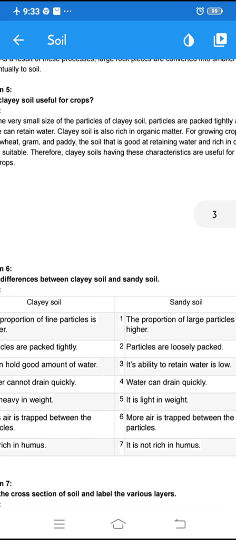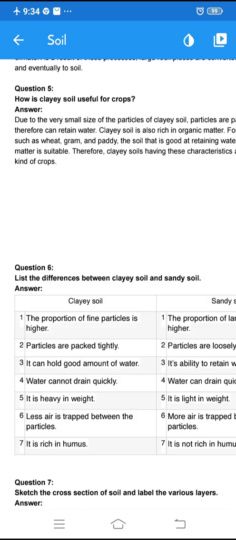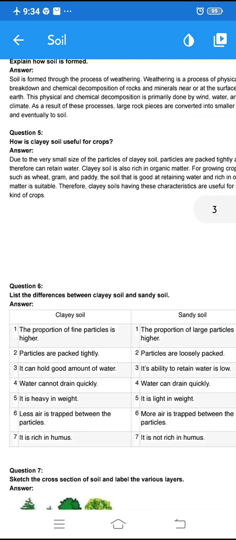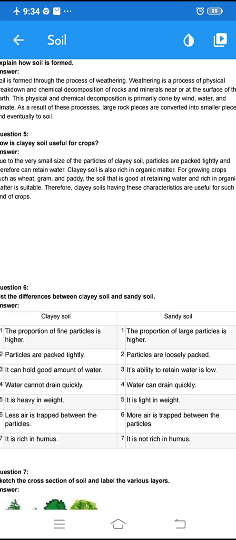Clay soil is also rich in organic matter. So for growing crops such as wheat, gram, and paddy, it is also rich in organic matter. The soil which is very good at retaining water and rich in organic matter is very much suitable for growing such crops, such as wheat, gram, and paddy.